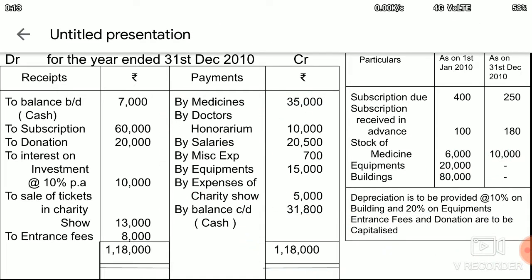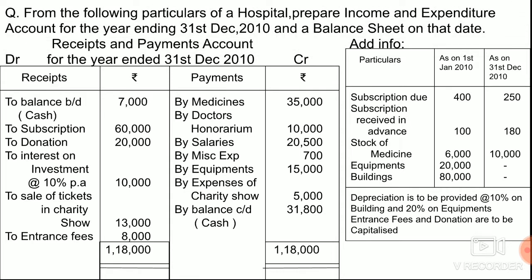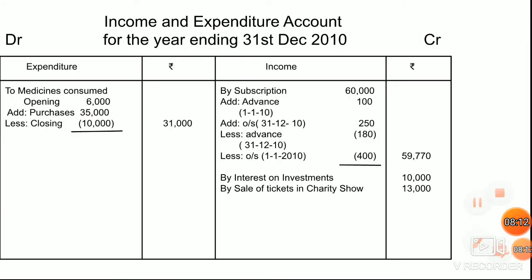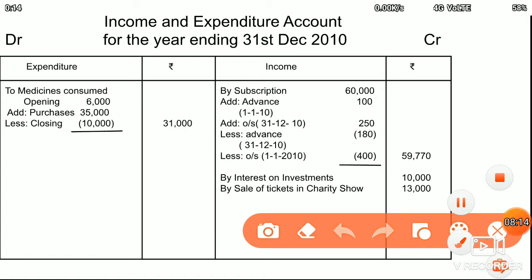So when we present this in our income and expenditure account on the expenditure side, this is how it will appear. The actual medicine consumed is 31,000. The calculation is like this. Opening was 6,000. We add the purchases, then we deduct the closing from the additional information. So the actual medicines consumed will become 31,000.